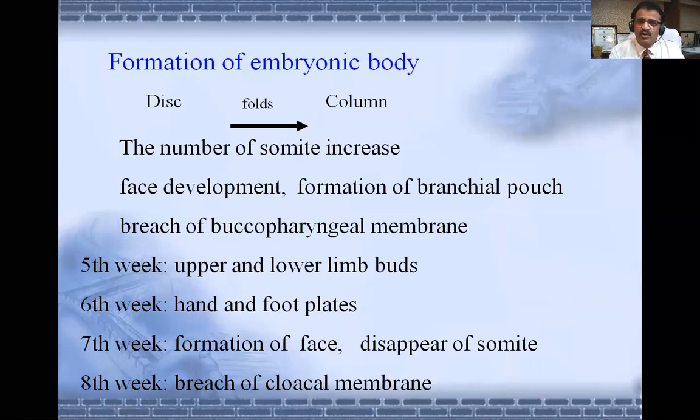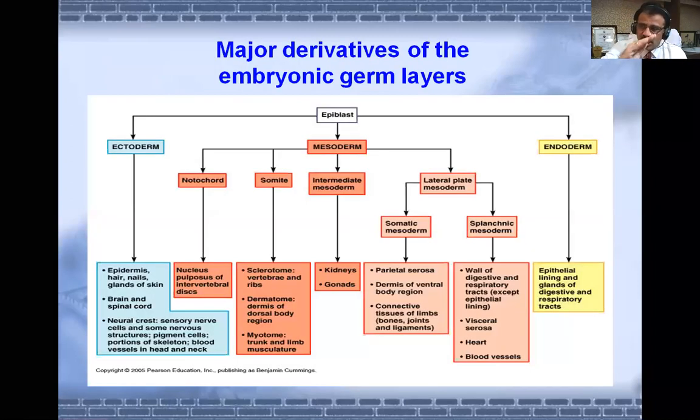By 5th week, upper and lower limb buds come, like how the trees give branches. Similarly, upper and lower limb bud come out, and by 6th week, hand and foot plates are formed, and by 7th week, the face is formed and somites disappear, and by 8th week, breach of cloacal membrane develops. So 8th week means end of 2nd month. And finally, we have finished all the differentiation of those 3 germinal layers. So gastrulation now, and the derivatives in detail we will see through this table.